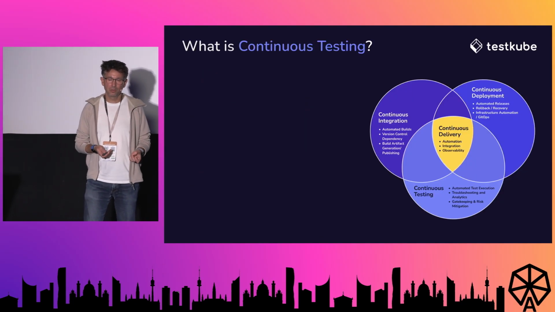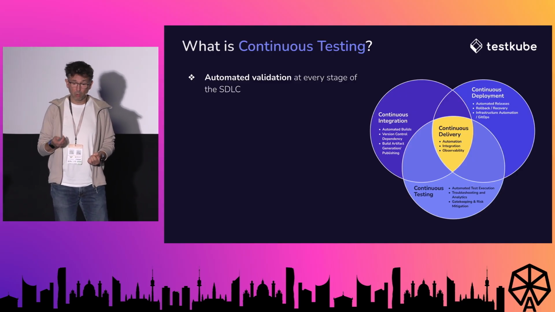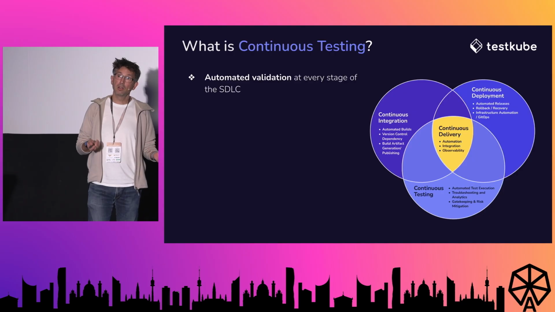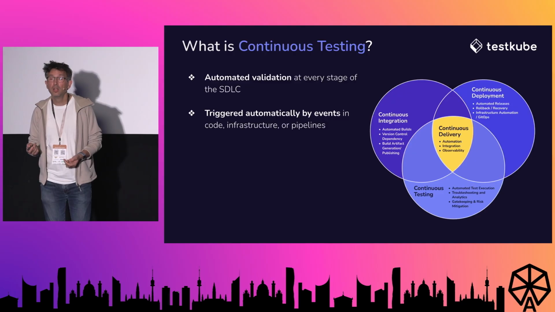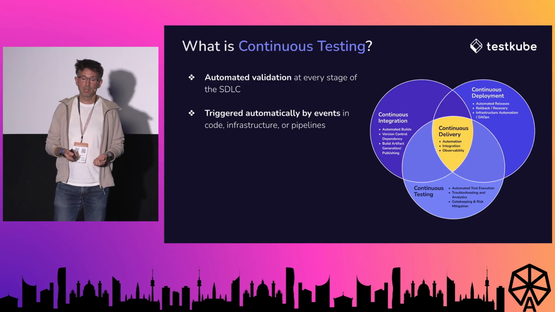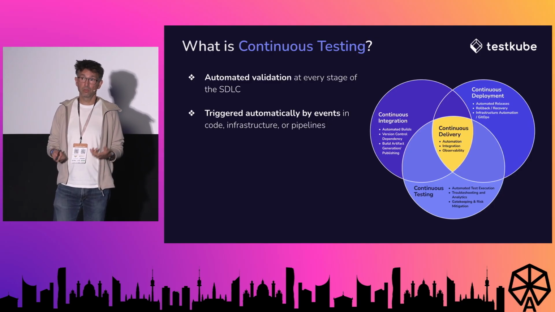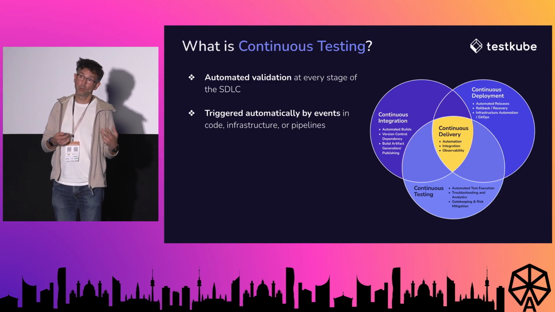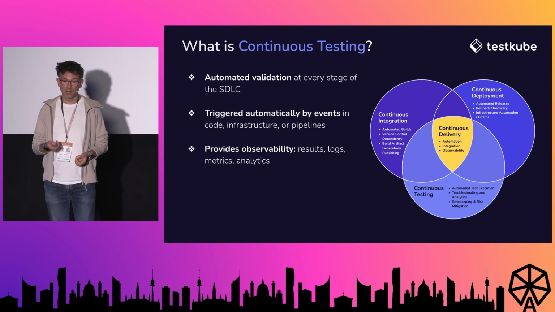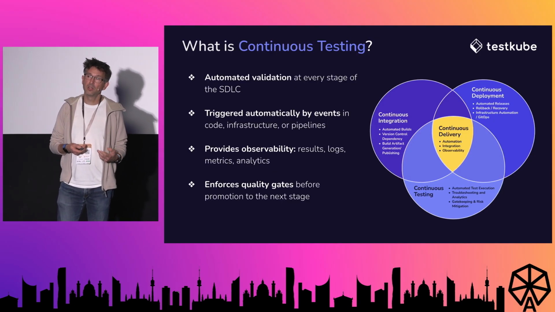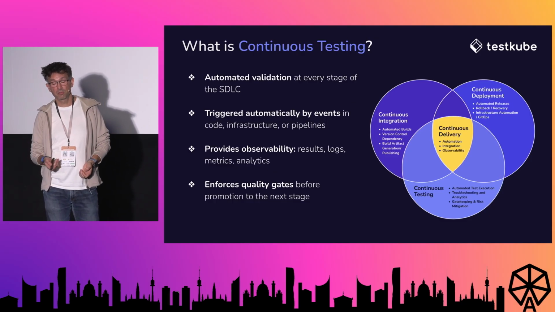So what do we mean by continuous testing? You're familiar with continuous integration and continuous deployment, of course. What we mean here is automated validation at every stage of the software development lifecycle. You want to have tests being triggered automatically by events or by your orchestration tools or build tools, CI tools, CD tools. This could be both synchronous or asynchronous. You need observability in continuous testing. I'll get back to that a little bit. And then you have the concept of quality gates, which is becoming increasingly important if you're doing GitOps and progressive delivery.